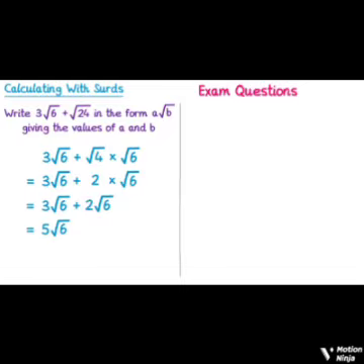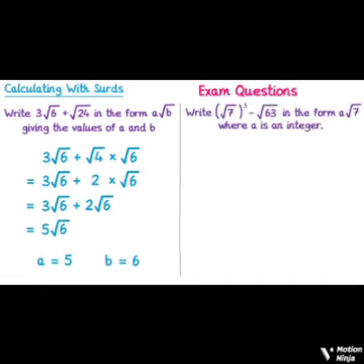This question asked us to give the values of a and b, so we can see that a is the number in front of the square root, that's 5, and then b is the number inside the square root, so b is 6. Let's try one more. So this time we need to write this in the form a root 7, where a is an integer. So this time we've been told the number inside the square root is going to be 7, we just need to work out the number in front of the square root.